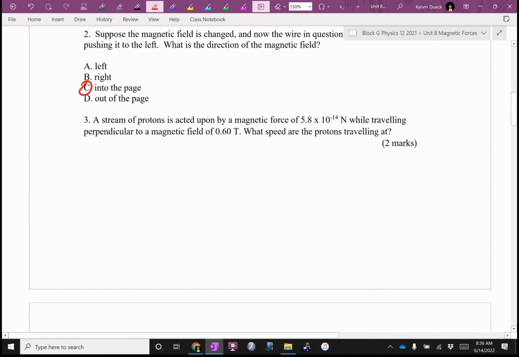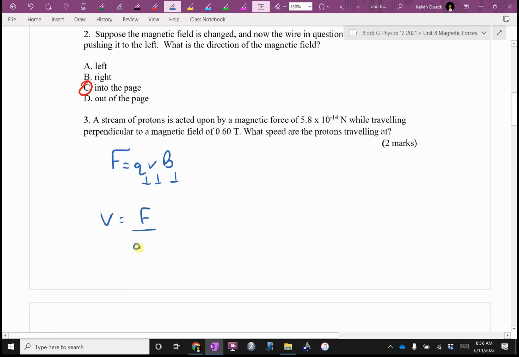A stream of protons is acted upon by magnetic force while traveling perpendicular to a magnetic field. This is going to be using F equals qvB, and all of these need to be perpendicular. Did they say the word perpendicular in this question? Yes. So I'm not going to be worried about that at all. I guess they want me to get the v by itself. v is going to be what?